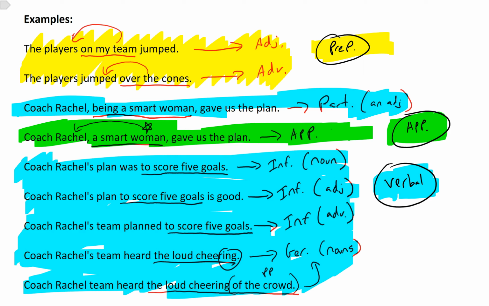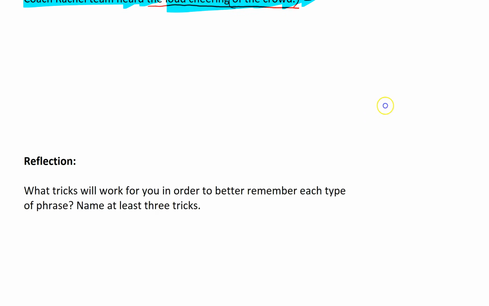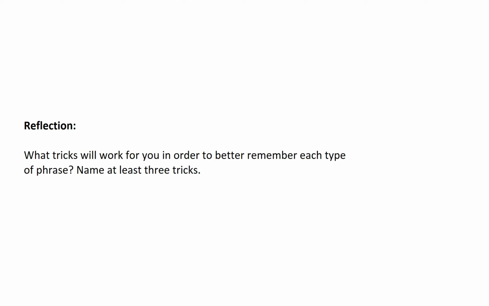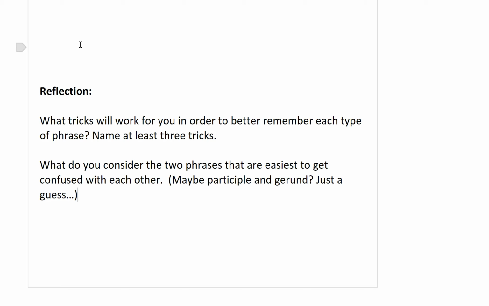So in review, the phrases that are in yellow are prep phrases, the phrases that are in blue are verbal phrases, and the one phrase that's in green is an appositive phrase. For reflection, what tricks will work for you in order to better remember each type of phrase? Name at least 3 tricks. Also, what do you consider the 2 phrases that are easiest to get confused with each other? And just a guess here based on experience, the participle and the gerund, they can get confusing. I believe in the examples you just saw, they both ended in ing.